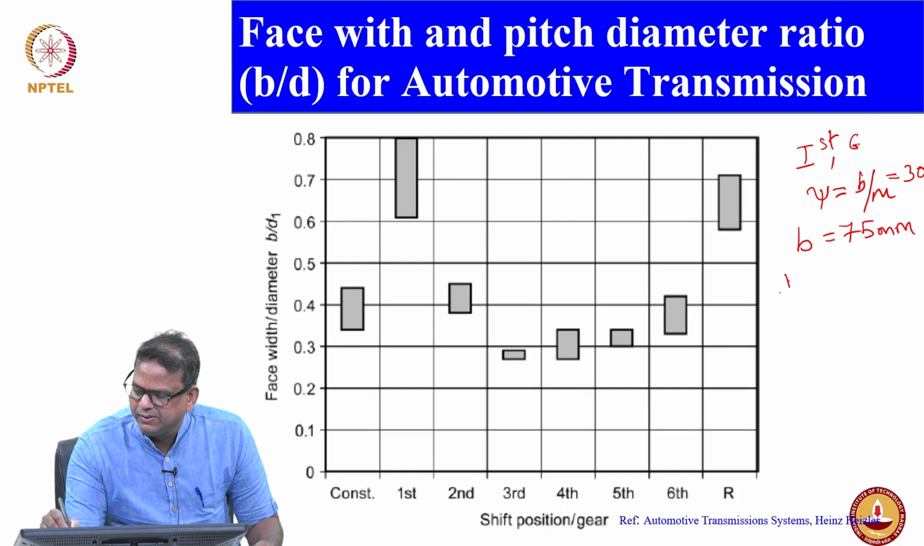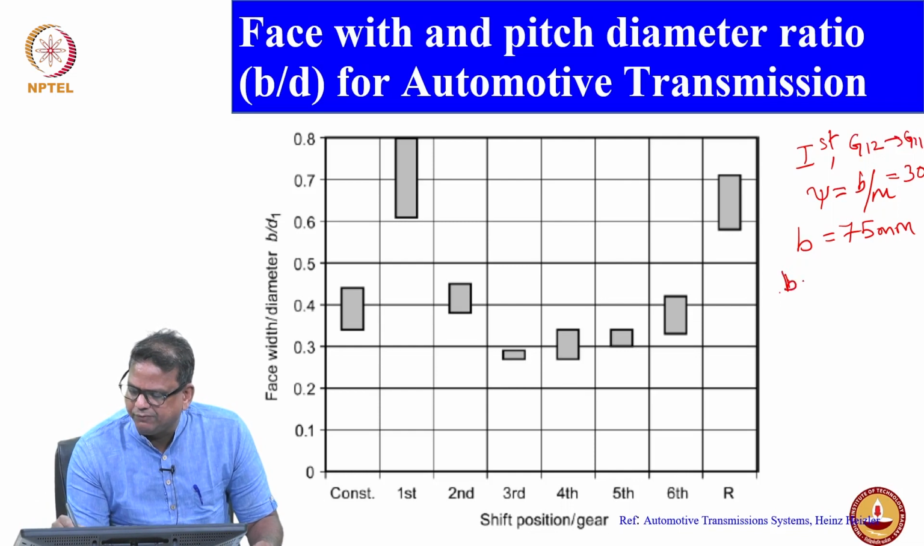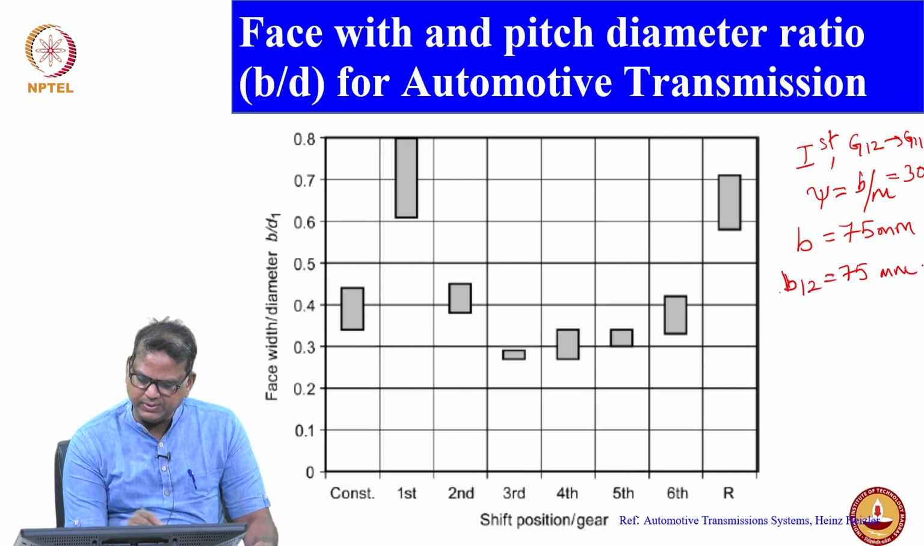Maybe I can write gear 12 mesh with gear 11. So this is the face width of gear 12 equal to 75 mm. Look at this graph.